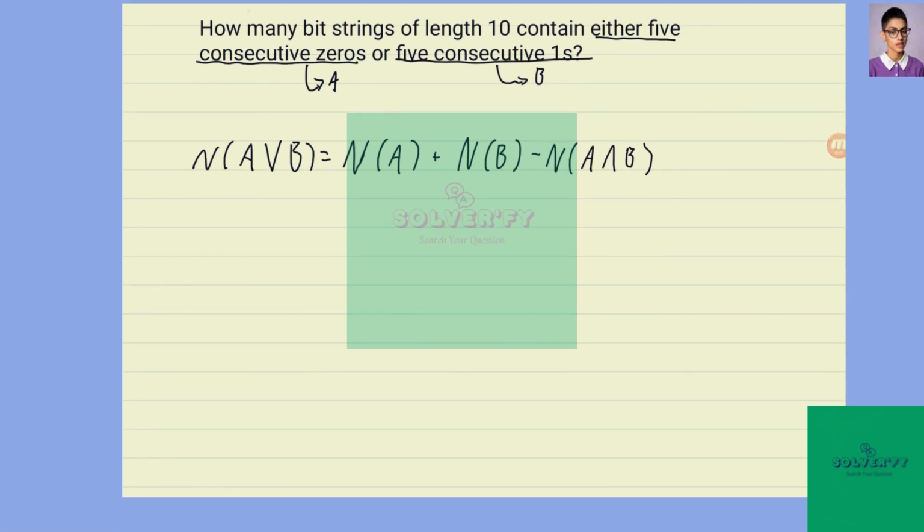All right, for this problem, we are asked how many bit strings of length 10 contain either 5 consecutive zeros or 5 consecutive ones. So I call the case of 5 consecutive zeros case A, and 5 consecutive ones case B. We want to find the number of A or B, which we can do using the inclusion and exclusion rule. That's going to equal the number of A plus the number of B minus the number of A and B.